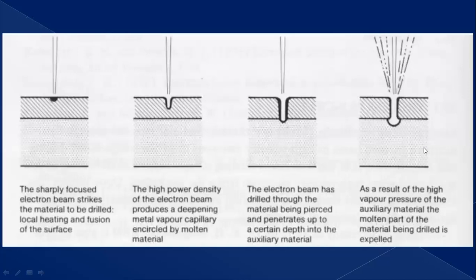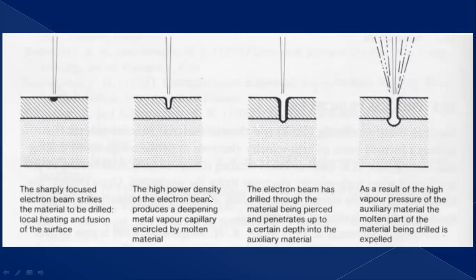See here, 4 stages. Initially, the sharply focused electron beam. See, this is the electron beam, this is the workpiece, and this is the supporting auxiliary surface. It strikes the material to be drilled. The local heating and fusion of the surface happens here. See, initially, first the electron beam is applied. All these 4 situations happen within a split second, but step by step we are seeing. First, it is sharply focused onto the location where we are going to drill the hole. Okay, the material initially gets surface heating.